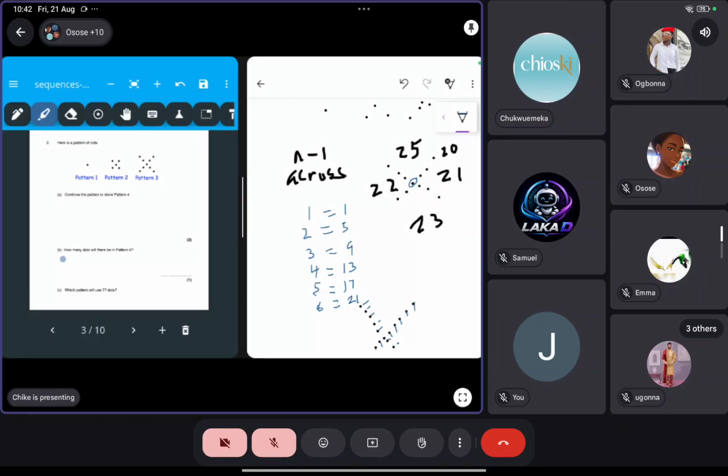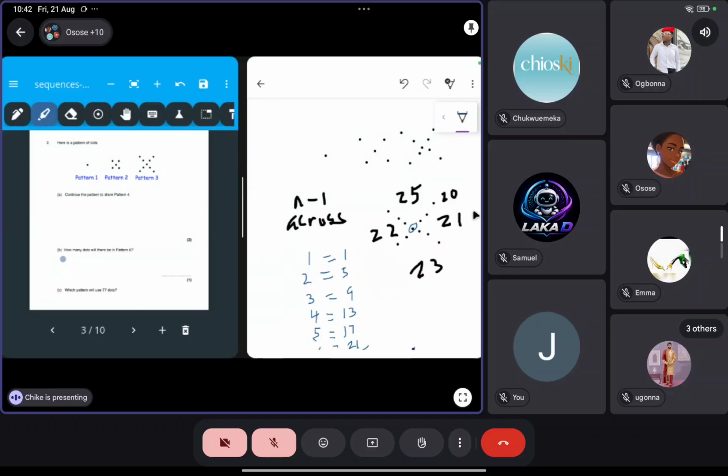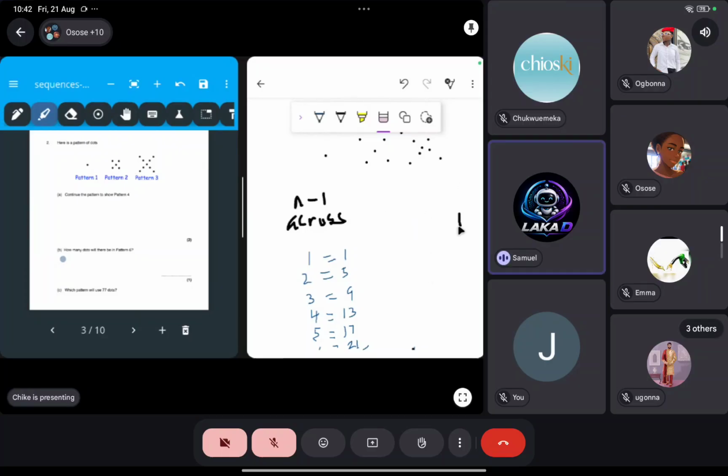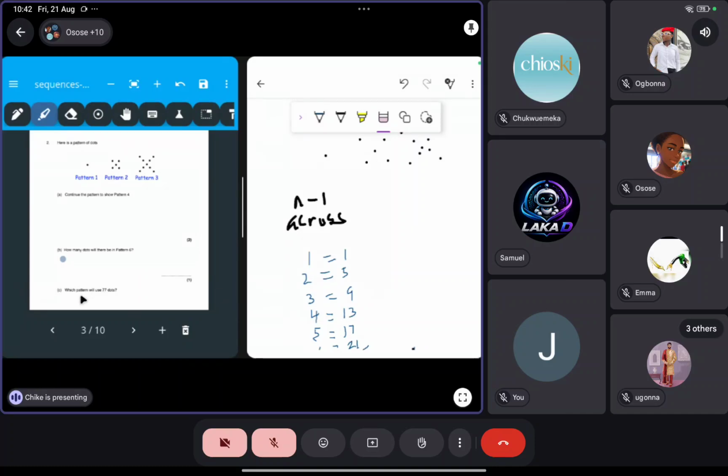Okay, so solve. Let's see. So once again, that means here 21 is correct. Let me rub this off so I have space to write our new answers. So what pattern do we get? Wait, sir, did you just say 77? Yes, 77. Which pattern uses 77 dots?